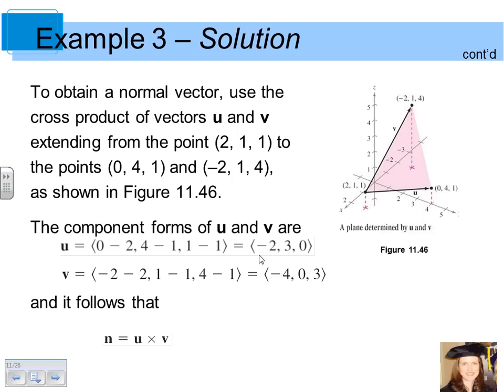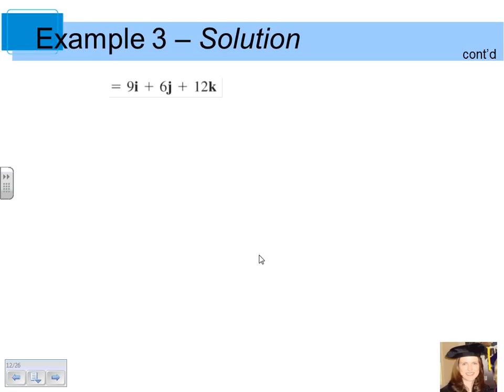The normal vector is the cross product of those two vectors, and you can determine the cross product using the cofactor expansion to get the normal vector 9i plus 6j plus 12k. So now you have your 3 points and you have a normal vector.